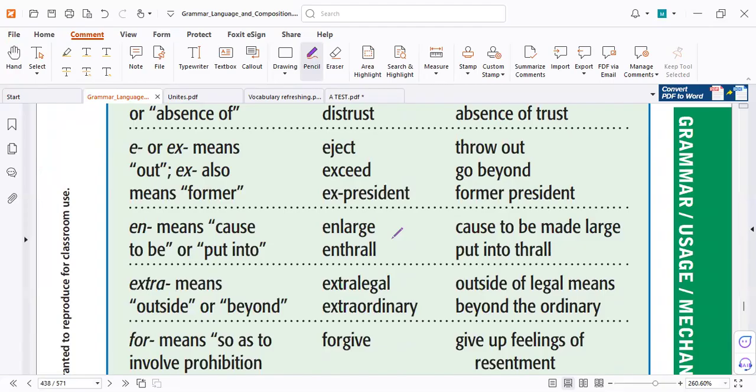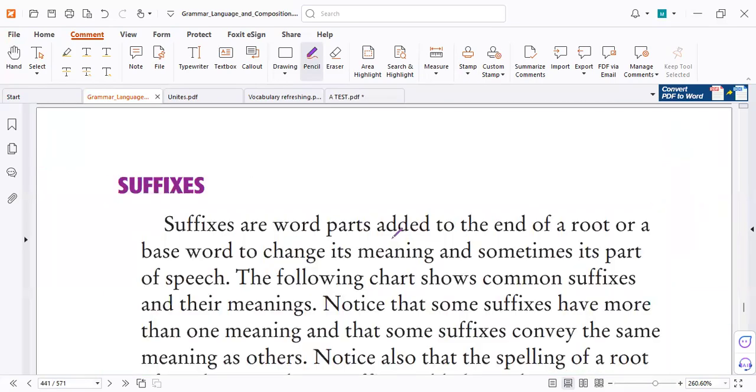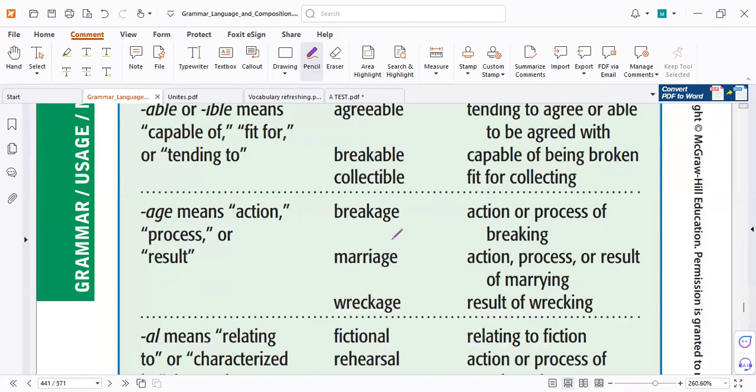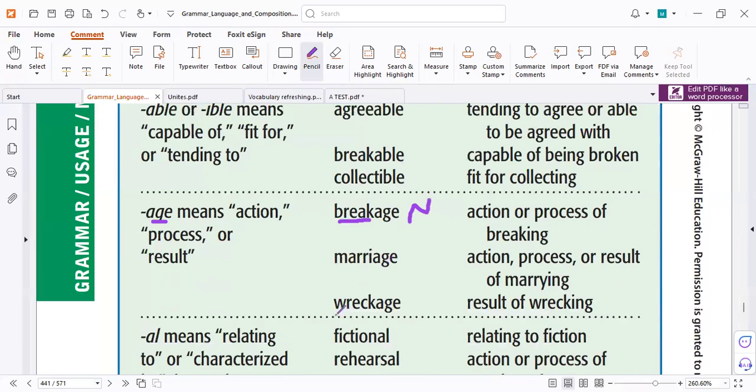So after finishing the prefixes, you should go to suffixes. Suffixes are very important. For example, here, as you know, able, you know, age. It tells you the word is a noun, and it tells you an action of this word, process of breaking, or the result of breaking. Like that, wreck. Straight from the word break. Look, same sound. The same sound reminds you it's about breaking, damaging something. As you know, shipwrecks.